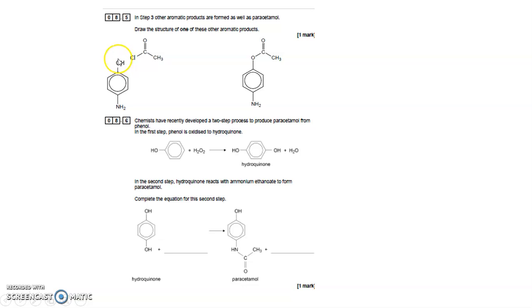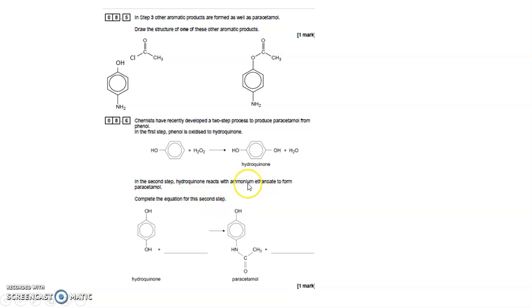So the O lone pair of electrons will attack that C, and then you get an addition-elimination mechanism, and it forms this chemical here. Tricky one here in the second step of this reaction. Hydroquinone, this one, reacts with ammonium ethanoate to form paracetamol. Complete the equation for the second step.